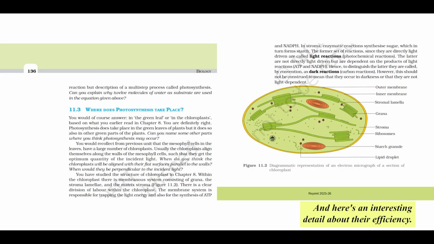And here's an interesting detail about their efficiency. Chloroplasts aren't just scattered randomly inside the cell. Oh no. They strategically align themselves along the walls of the mesophyll cells to capture the optimum amount of incident light. That's quite clever. For example, under very high light intensity, they might arrange their flat surfaces parallel to the cell walls, sort of hiding to minimize photodamage. Conversely, in low light, they might align perpendicular to the incident light to maximize absorption. It's a dynamic, adaptive system.